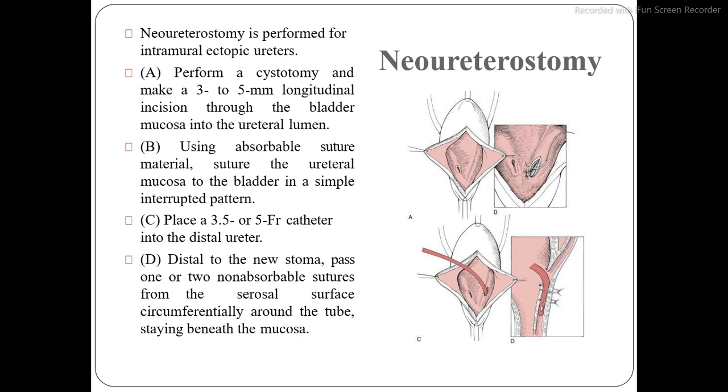Neoureterostomy is performed for intramural ectopic ureters. A. Perform a cystotomy and make a 3 to 5 mm longitudinal incision through the bladder mucosa into the ureteral lumen. B. Using absorbable suture material, suture the ureteral mucosa to the bladder in a simple interrupted pattern. C. Place a 3.5 or 5 FR catheter into the distal ureter. D. Distal to the new stoma, pass 1 or 2 non-absorbable sutures from the serosal surface circumferentially around the tube, staying beneath the mucosa.